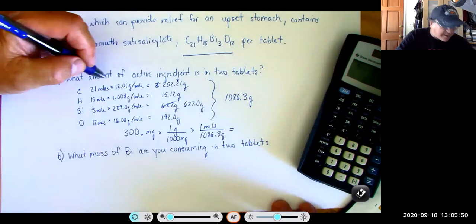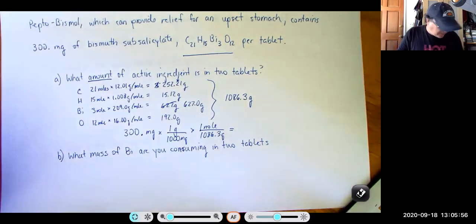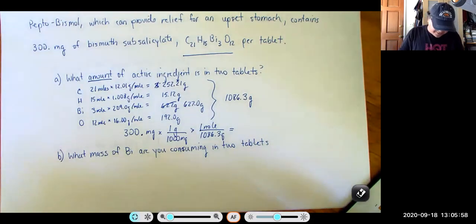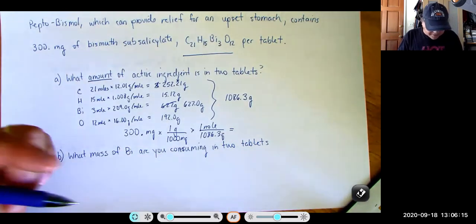So when they say amount, they're referring to how many. And moles is a how many. Okay, so let's do the work. 300 divided by 1,000 and divided by 1086.3. And I'm going to put this in scientific notation because it's a very small number.